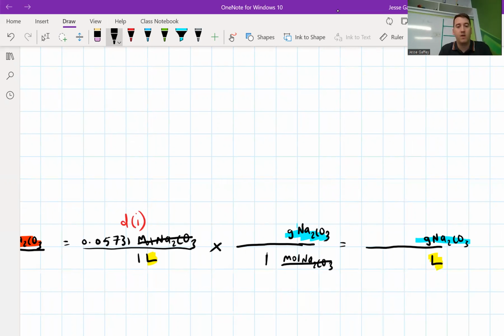Okay, when you work that out, it's the molar mass, of course. It's 106 grams of Na2CO3 for every 1 mole. Pause the video and figure out how many grams this is then per liter.